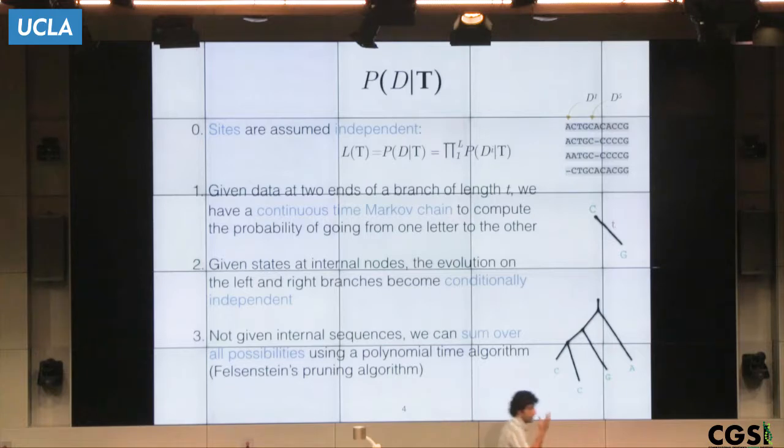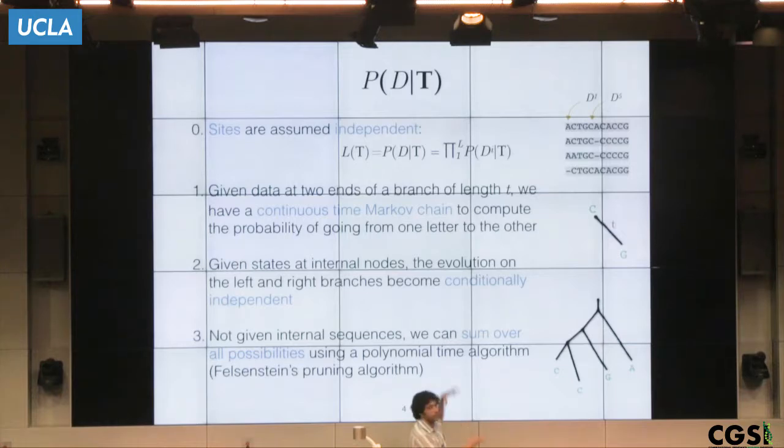The third thing is obviously we do not have these internal labels. So what do we do? Back in the days, in I think the 80s or something, an algorithm was developed by Felsenstein. It's called Felsenstein's pruning algorithm, which enables you to sum over all possibilities for internal branches. It's not too different from what you would do for a hidden Markov model, for example. It's a very similar sort of dynamic program.